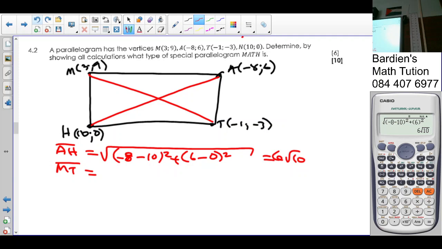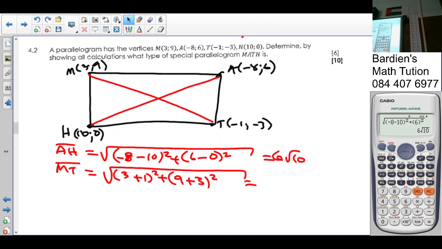MT, same story. It's going to be the square root of 3 minus 1 squared plus 9 minus 3 squared. What does that give us? Okay, I'll do it myself. Square root. Sounds like you guys have gone home already. Hello? 4 root 10. Is that correct? Did I write down the points right? 9, 3, negative 1, T.